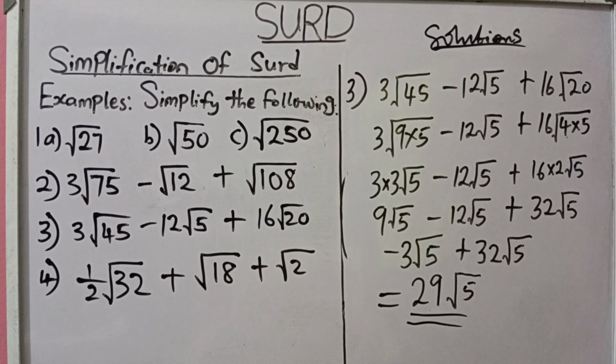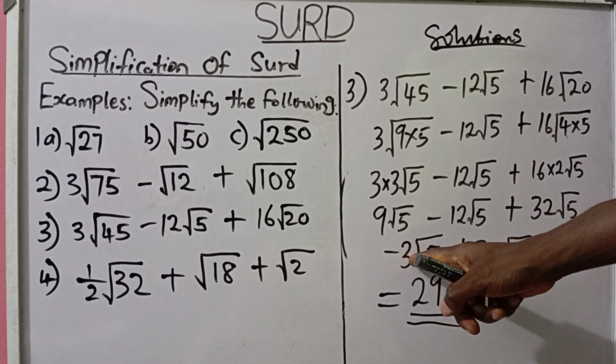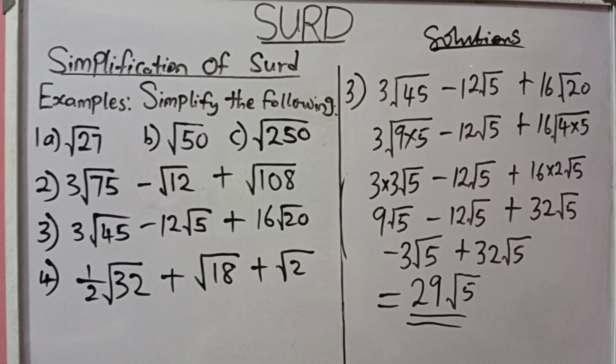Minus 3 plus 32. Punch it in your calculator. That will give us positive 29 root 5. That is the answer to number 3. Please give number 4 a try once again. Pause the video and give it a try. Let's now move to the next question.